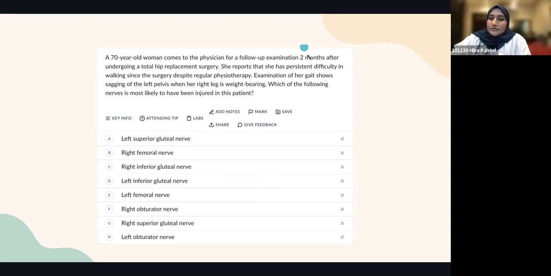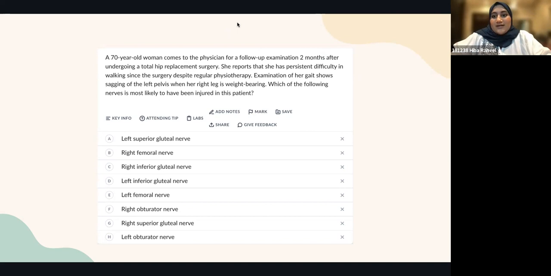So someone said inferior gluteal. No, the inferior gluteal is not the one that gets damaged here. Inferior gluteal supplies the gluteus minimus. Gluteus maximus and medius are supplied by the superior gluteal nerve. And since this patient is sagging towards the left side, which is the impaired side, the opposite side is the affected one, which goes higher.